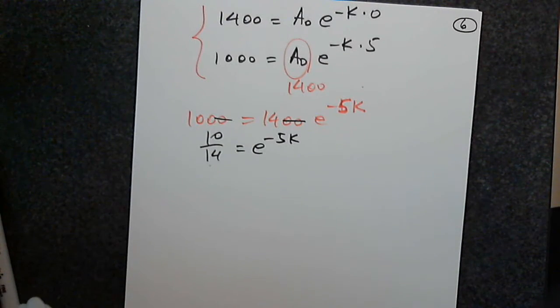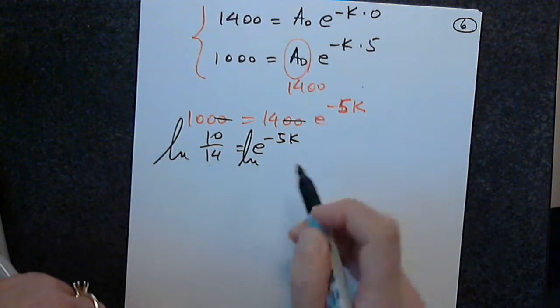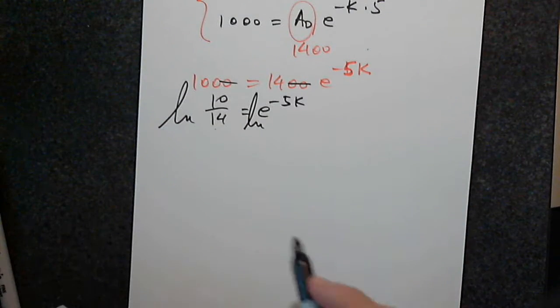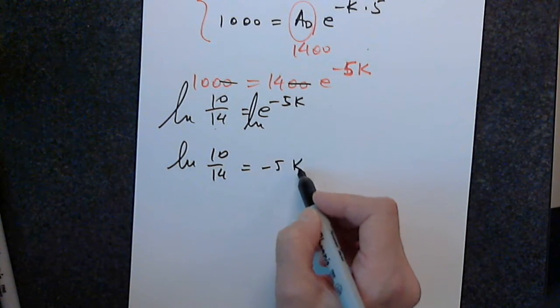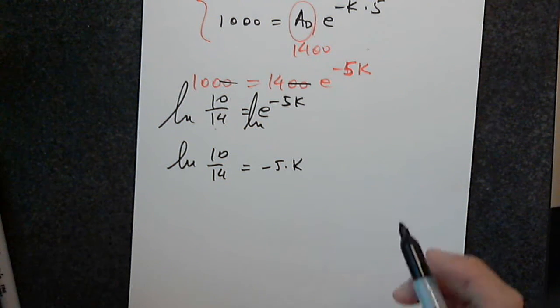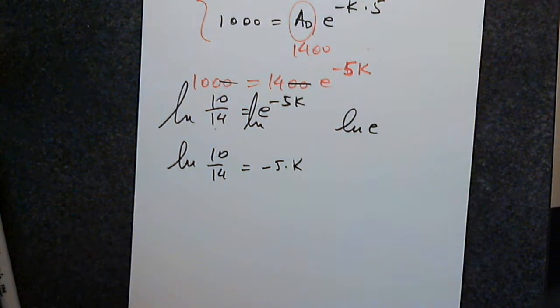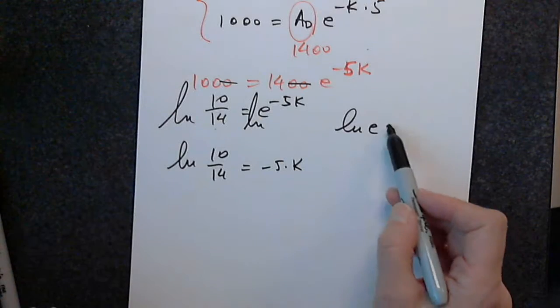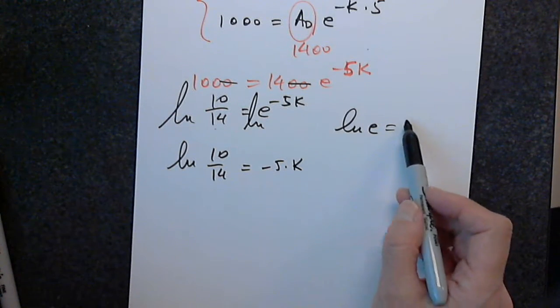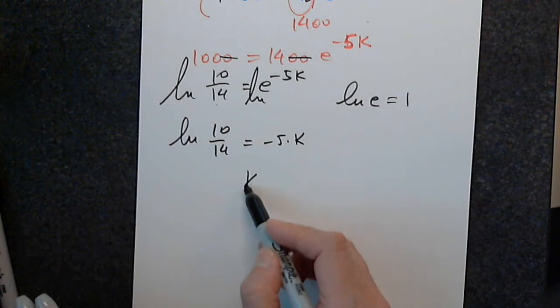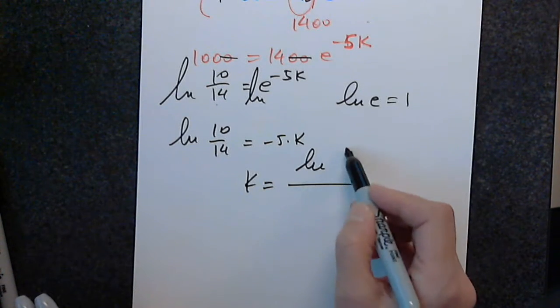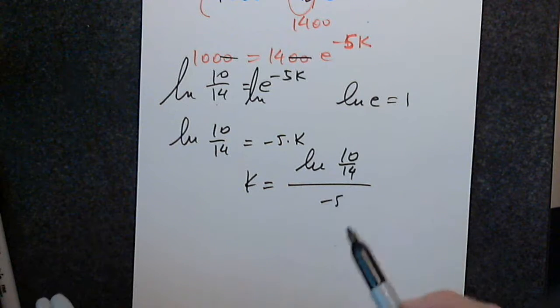Log. Very good. Awesome. We apply natural log to both sides. The left-hand side is natural log of 10 over 14. The right-hand side is negative 5k because natural log e is, can anyone remind us what is natural log e? 1. That's why it disappears. So then k equals natural log of 10 over 14 divided by negative 5.